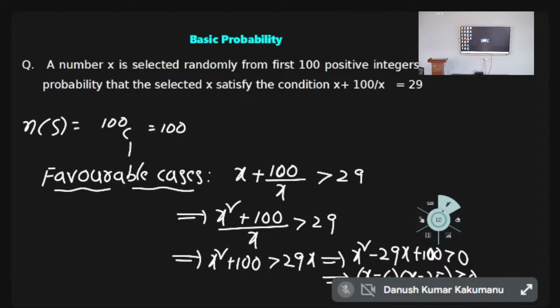What is it? Product of two factors greater than 0 means either both may be positive. This is positive and this is positive. Positive into positive is positive. That is one case. Or both may be negative also. Negative into negative is also positive or not? Two possible cases are there. Both cases you have to separate here. Case 1.